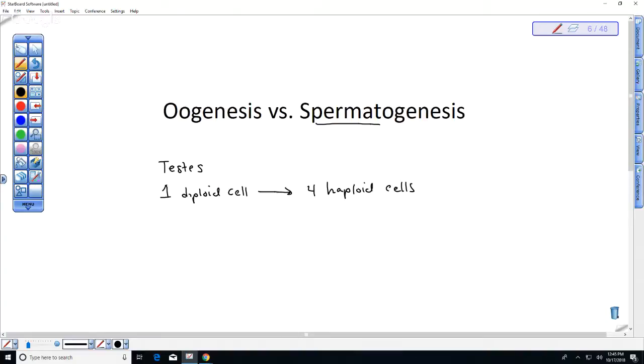Oogenesis is different. It takes place in the ovaries. In oogenesis, we have one diploid cell, but we only produce one haploid cell. So that means that for every cell that undergoes meiosis in the ovaries, only one egg cell is produced. And you can ask, well, why is that? Why do you think that might be?